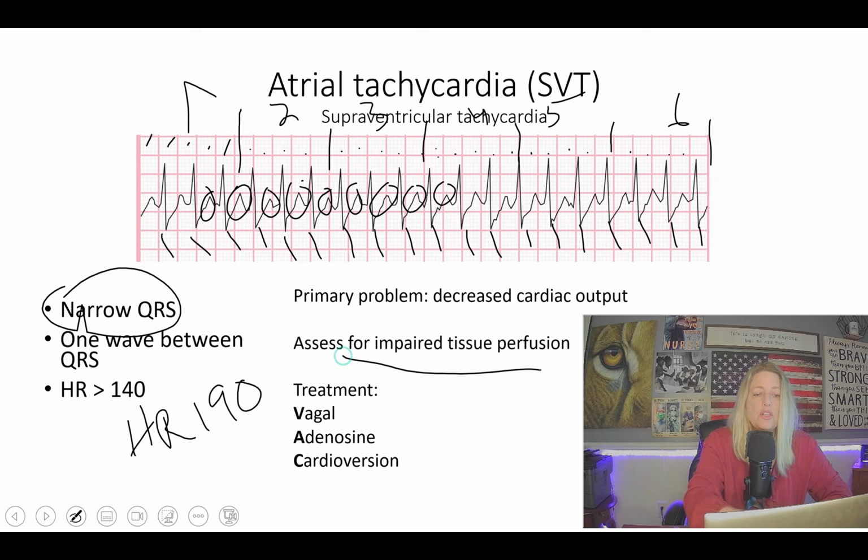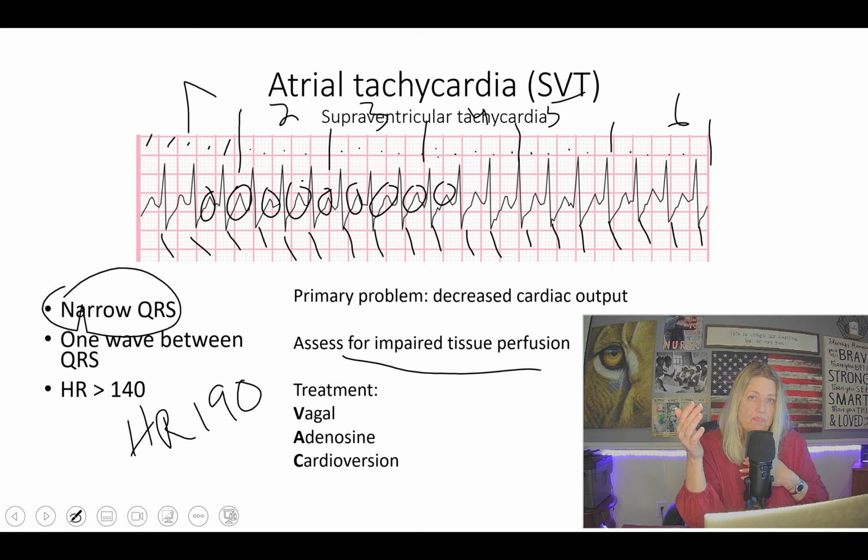Well, you look pale. Your pulses are weak. Difficulty concentrating. You may be lethargic. You may be confused. You may be difficult to arouse. How about urine output? Is it going to go up or down? Urine output's going to go down, right? So you have impaired tissue perfusion. They may even have chest pain.